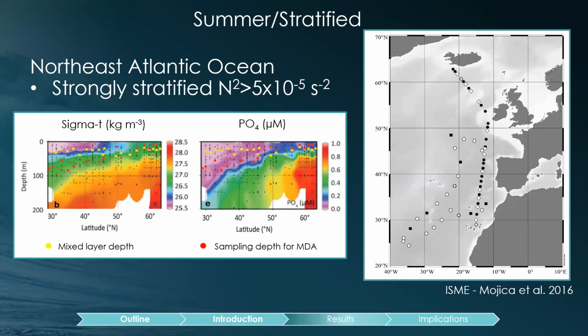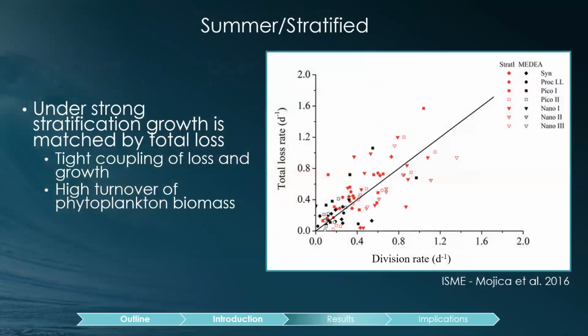You have shallow mixed layer depths, indicated by these yellow circles, and in red is where I actually did my sampling. So even though you have this strong horizontal gradient in density and nutrients, there was a slight relaxation in this northern region, and that will come into play later in my results.